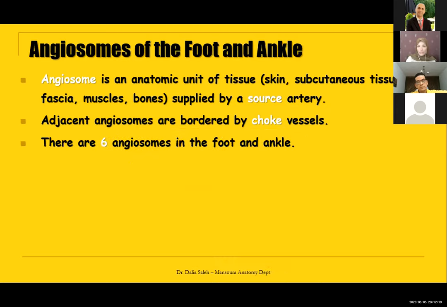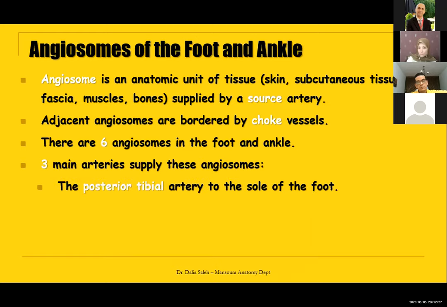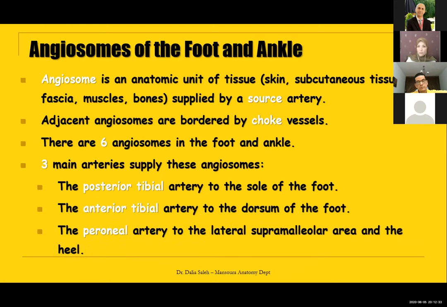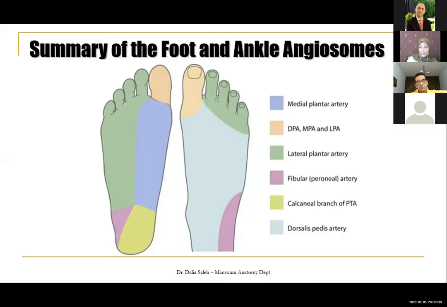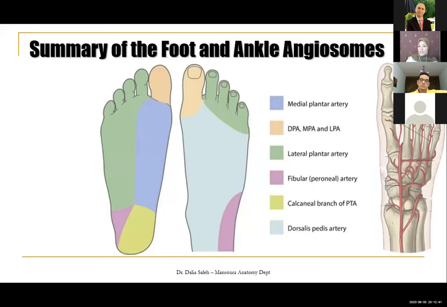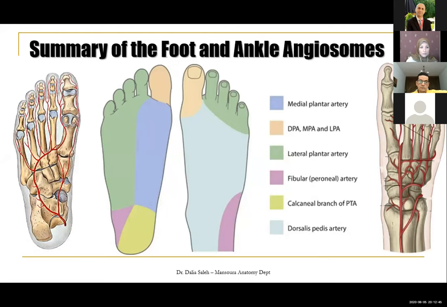In the foot and ankle, we have six different angiosomes supplied by the three main arteries of the leg. We have the posterior tibial artery for the sole, the anterior tibial artery for the dorsum of the foot, and the peroneal artery for the lateral supramalleolar area and the heel. In this diagram, we can see a summary of the foot and ankle angiosomes. Here are the vessels at the dorsum of the foot, and here are the vessels at the plantar surface of the foot.